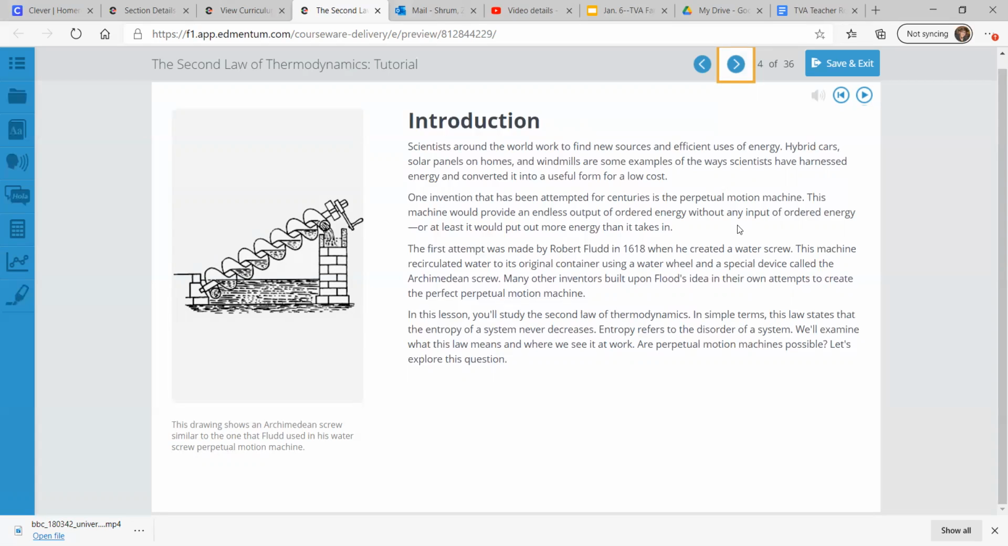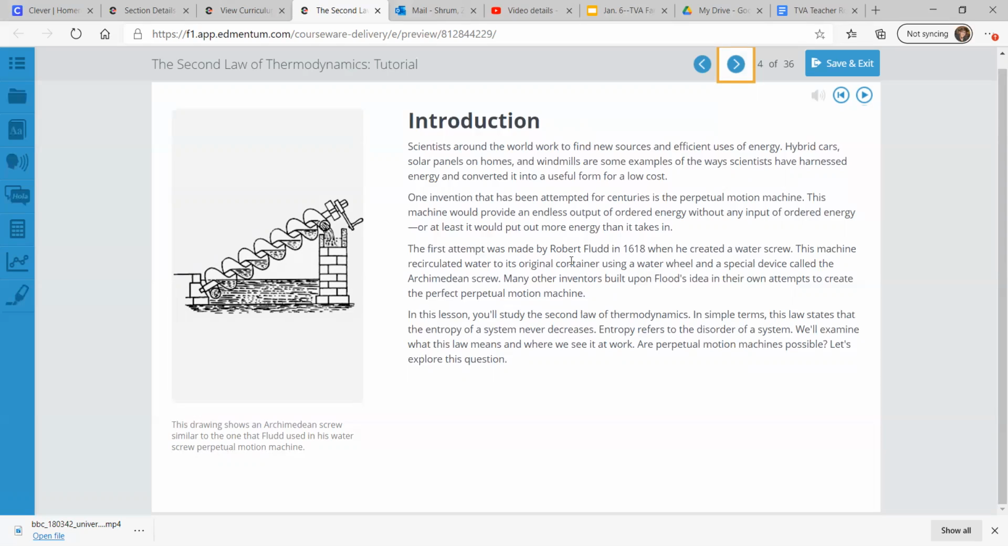The first attempt was made by Robert Fludd in 1618 when he created a water screw. And that's pictured here. Or well, this is an Archimedean screw. This machine recirculated water to its original container using a water wheel and a special device called the Archimedean screw. Many other inventors built upon Fludd's idea in their own attempts to create the perfect perpetual motion machine.